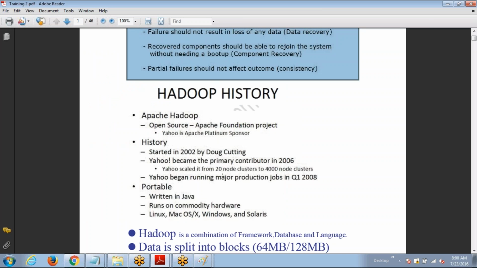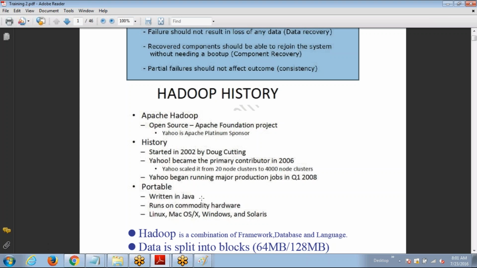So this is what I have written here. In 2002, Doug Cutting and Mike Cafarella started working on this, and Yahoo came into the picture. It was a primary contributor to the Hadoop product, and they were able to go from a 20 node cluster to a 4,000 node cluster in 2008. They implemented that successfully in the first quarter of 2008.